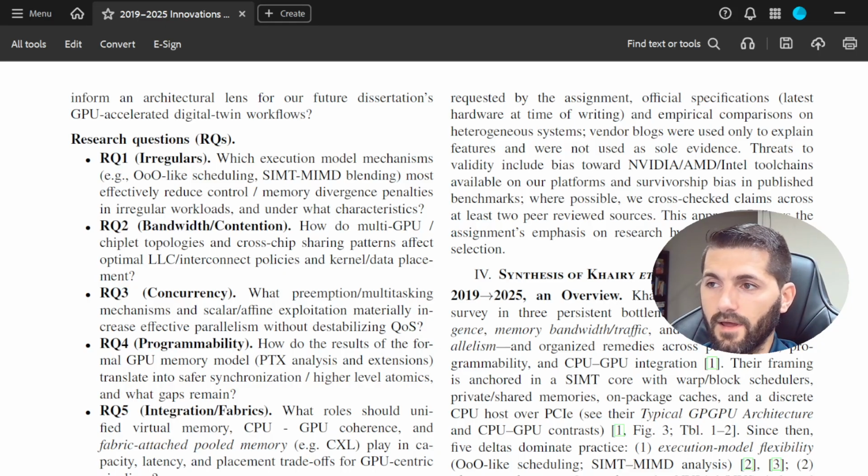Programming semantics have been solidified via the formal PTX model and its extensions. PTX is parallel thread execution, so NVIDIA has been developing a virtual ISA and memory model, which is now more formally specified and extended, and enables safer compiler runtime transformations.